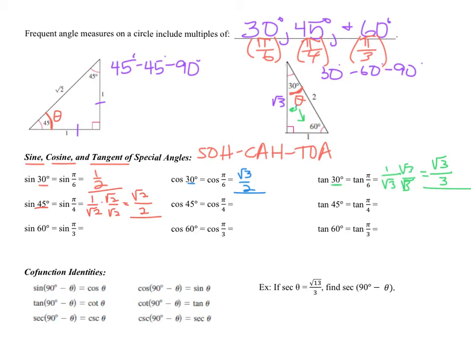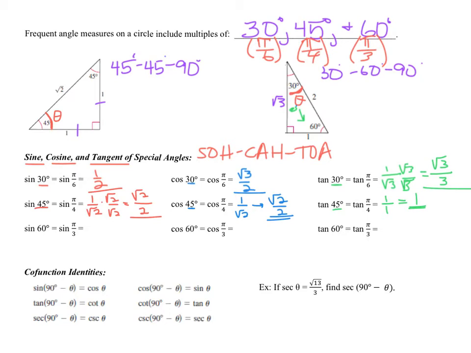Now what's unique about 45 degrees is that cosine, since it's adjacent over hypotenuse, is also 1 divided by square root 2. So that's going to equal the same answer as sine. Sine and cosine of 45 degrees are the same. Tangent at 45 degrees, remember, is opposite over adjacent. Now look at this. We have 1 divided by 1. That means tangent of 45 degrees is exactly 1.